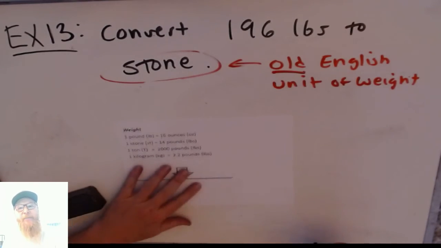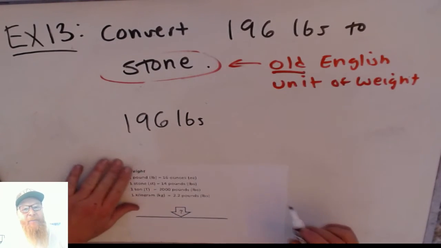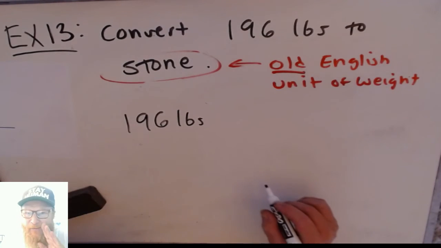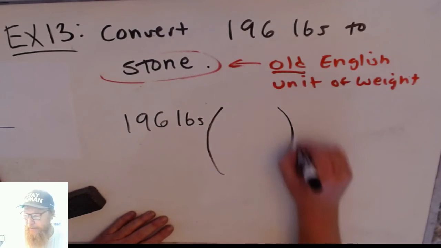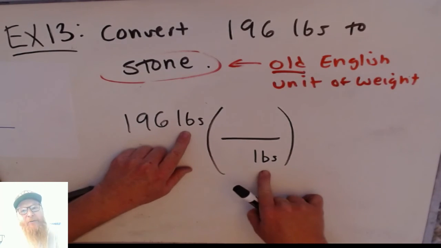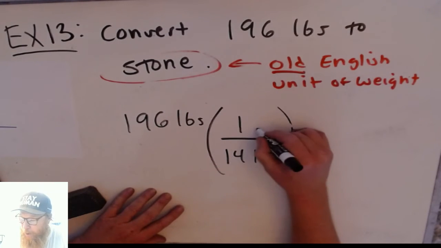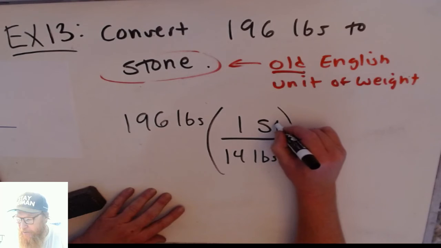Good, and that brought it back to me. So I've got 196 pounds. That's what I would weigh on my American driver's license, if I'm lucky. All right. And then put what you're trying to get rid of in the bottom. You're trying to get rid of pounds. So 14 pounds is 1 ST for stone.